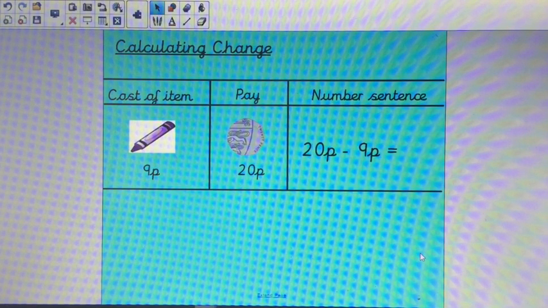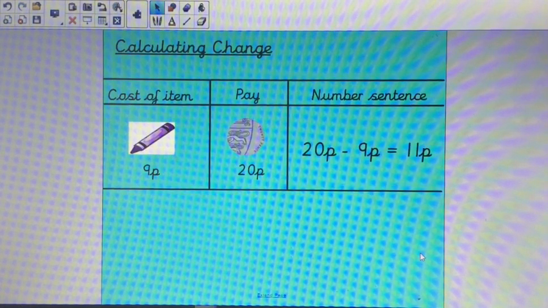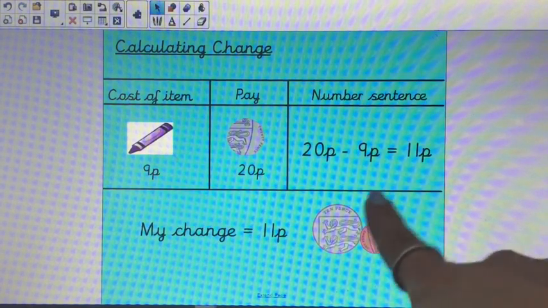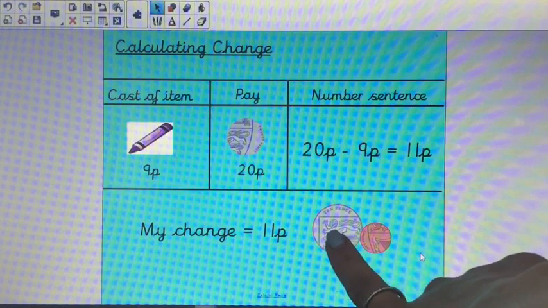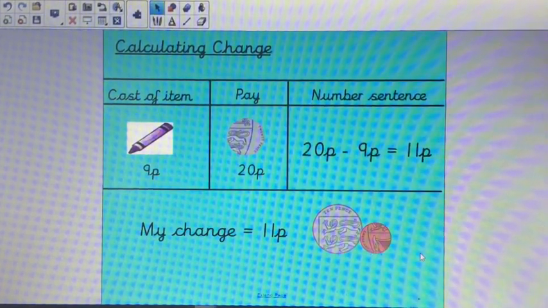Okay, get ready to go through the answer, and remember, you can pause the video at any point to give yourself some more time. So let's go through the answer. 20p take away 9p equals 11p. So my change would be 11p in the form of a 10p coin and a 1p coin. Well done.